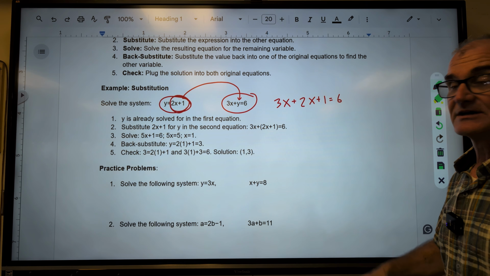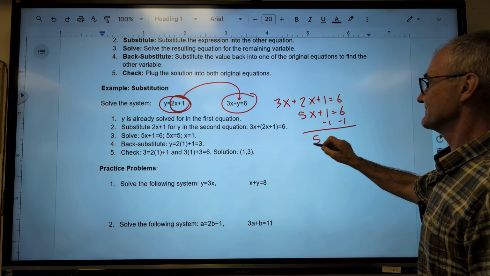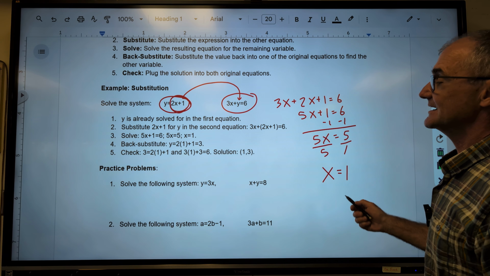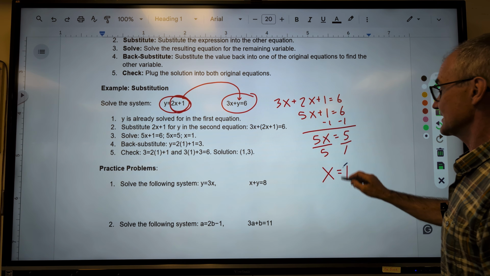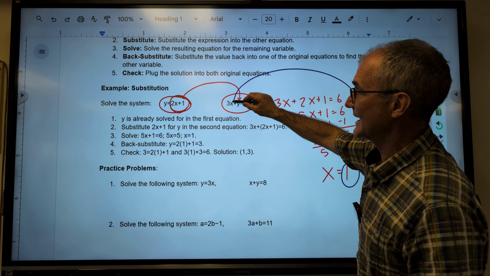3x and 2x is 5x plus 1 equals 6. Subtracting 1 from both sides, 5x is equal to 5. Dividing both sides by 5, x is equal to 1. And now that I have that value for x, I am not done. I need to take that value for x and plug it back in to either equation to solve for y. So if x is 1, I could plug it back in there.